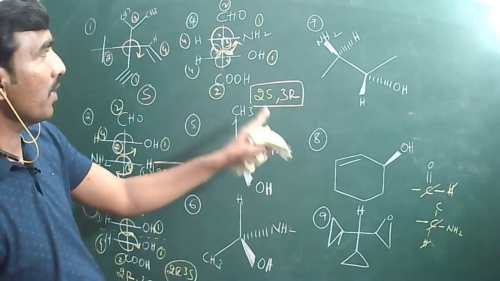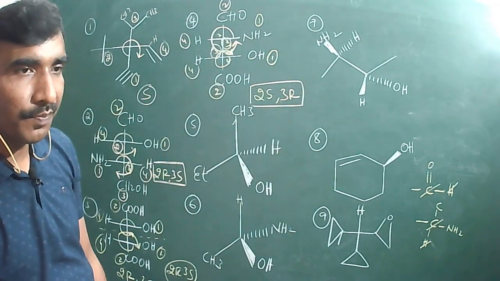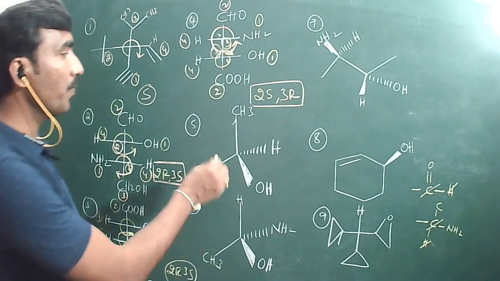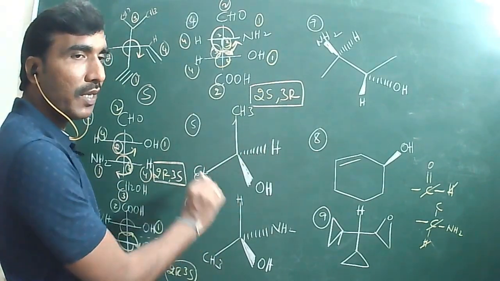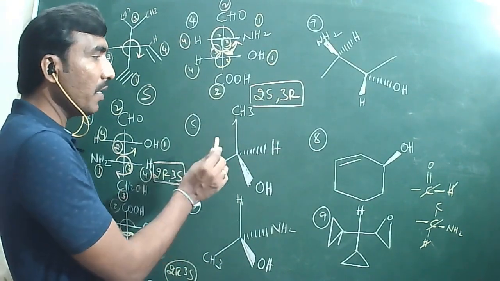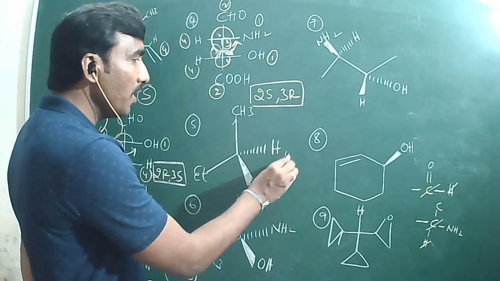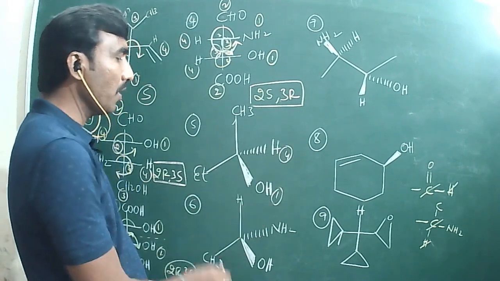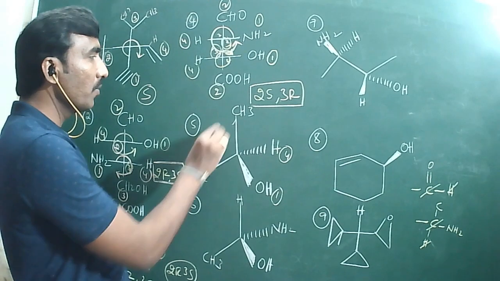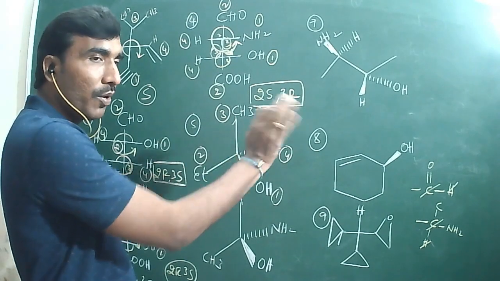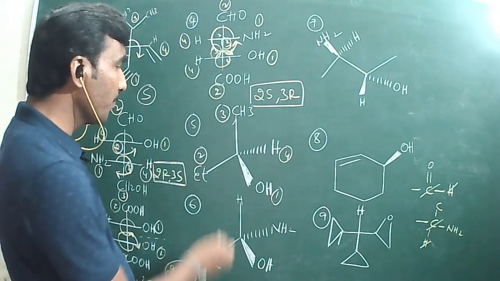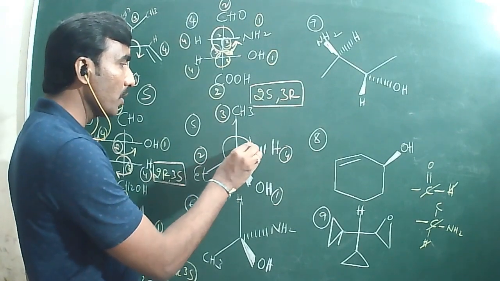Do you understand? Coming to the fifth one, very important. This is wedge dash representation or not? In wedge dash representation, dotted line is least priority and more priority on thick line. What is the second priority? You ignore it. Fourth priority group is ignored. Then 1 to 2, 2 to 3. R or not?